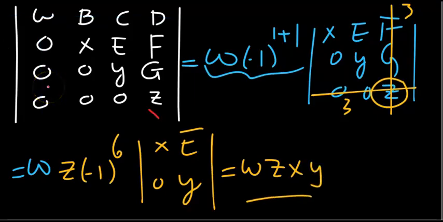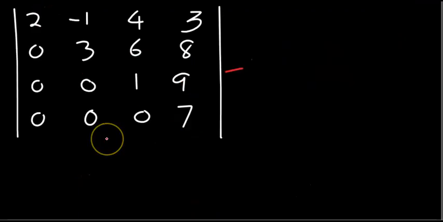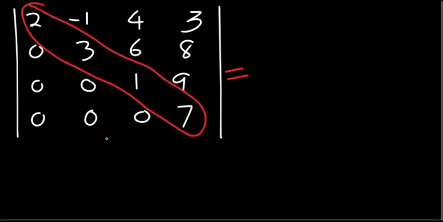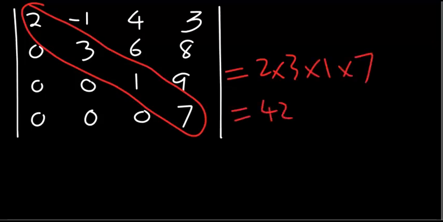So the value of the determinant is simply the product of the diagonal elements. So for such a numerical matrix, we can simply get the value of the determinant by multiplying all the diagonal elements. And the answer is 2 times 3 times 1 times 7, which is 42.